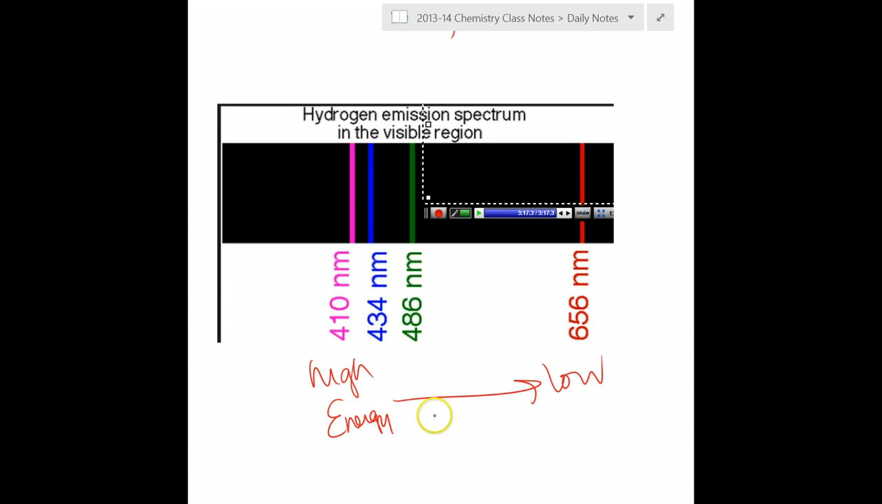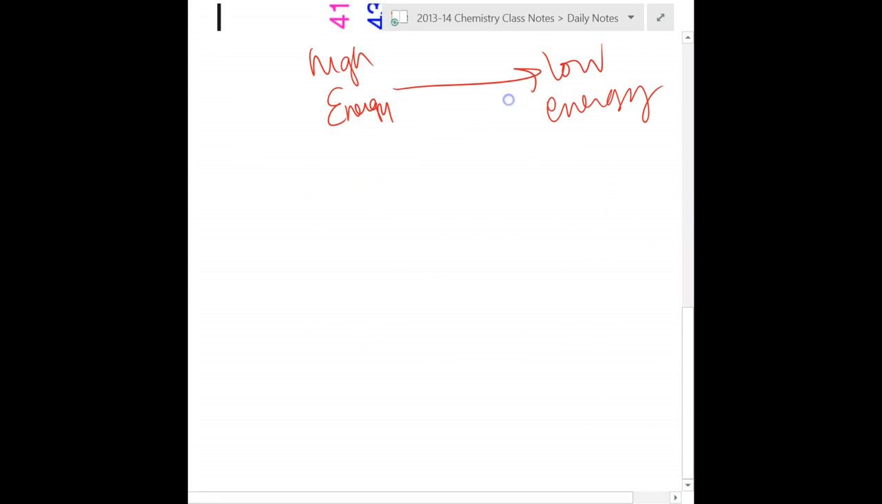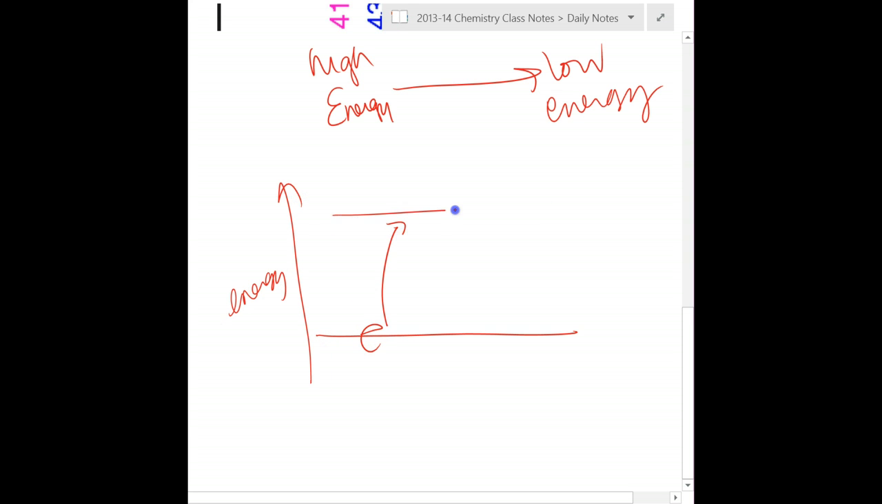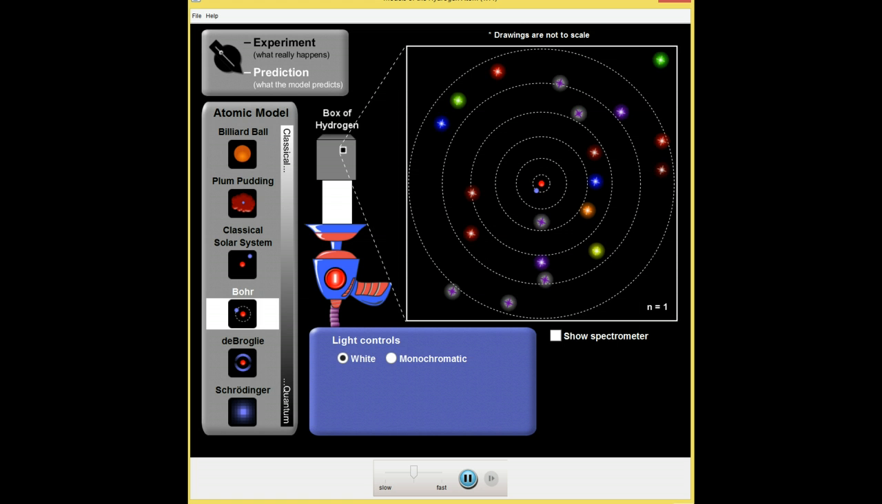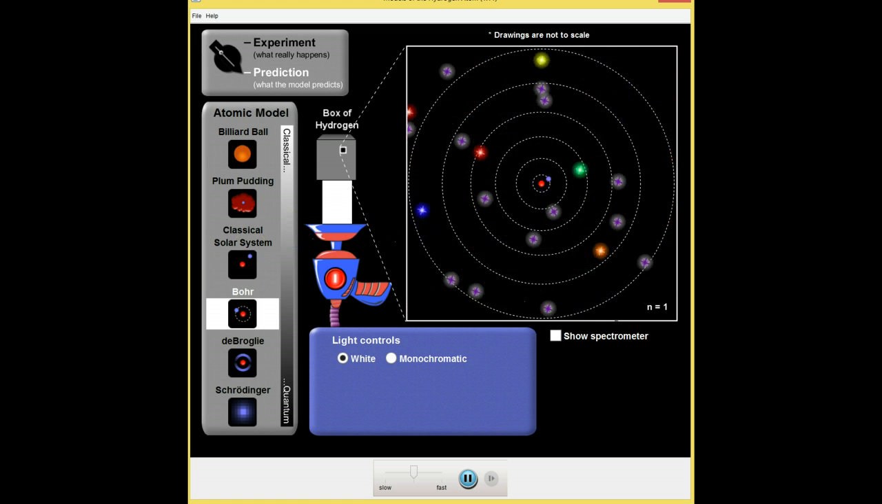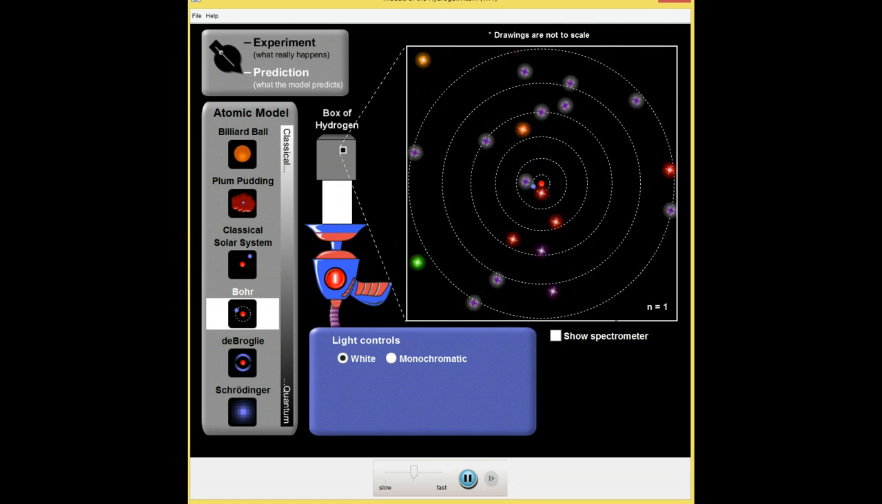Bohr then suggests that those colors of light must be coming from electrons at different energy levels being excited up and then returning to their ground state. Based on his evidence of spectral lines and emissions from atoms, he proposes his own model. That model can be seen in this simulation, or we can think of it like a bunch of energy levels on a graph. It's just a model, so remember that it's not actually what the atom looks like.